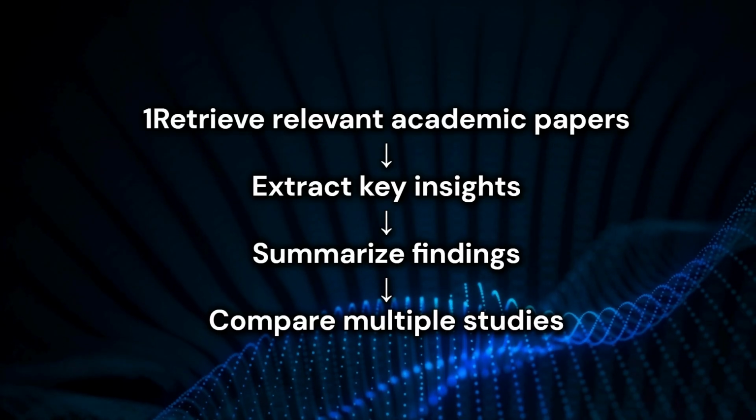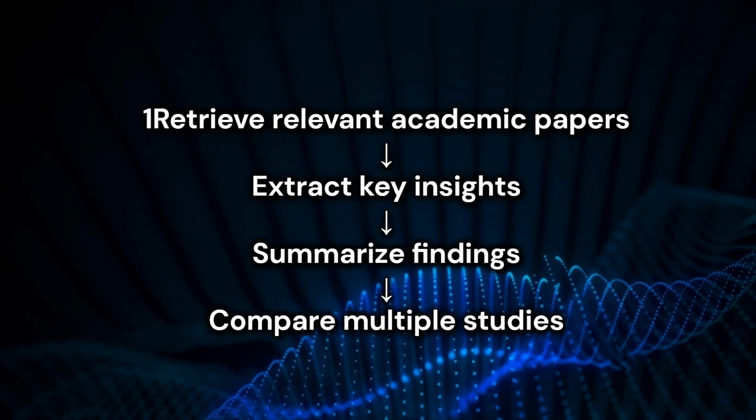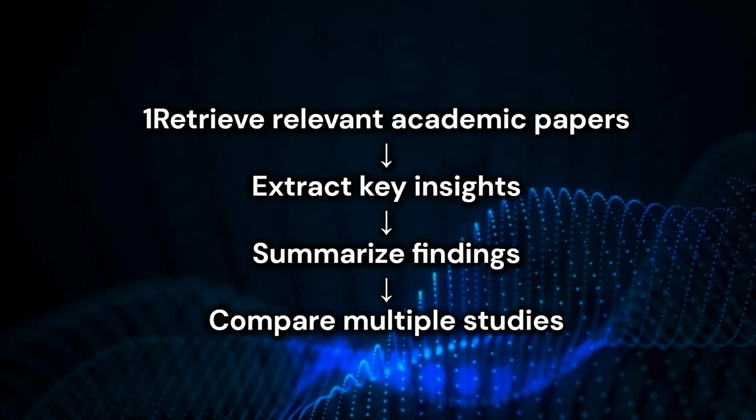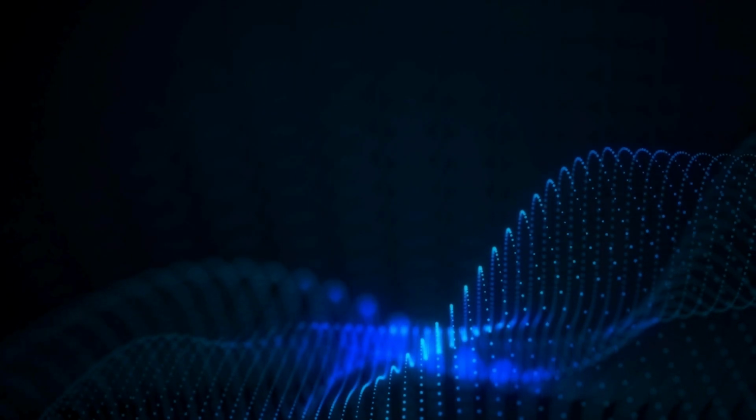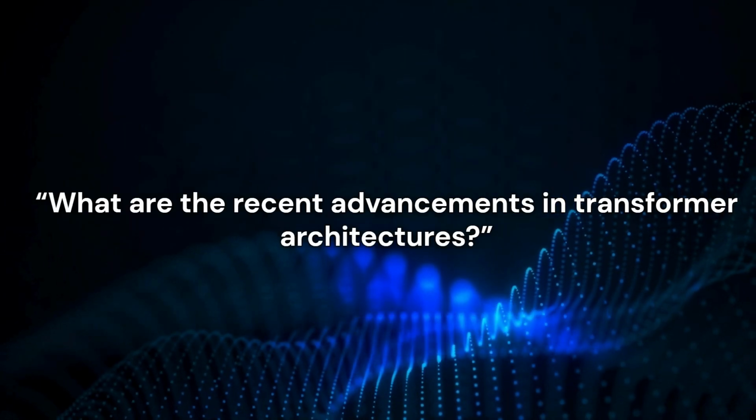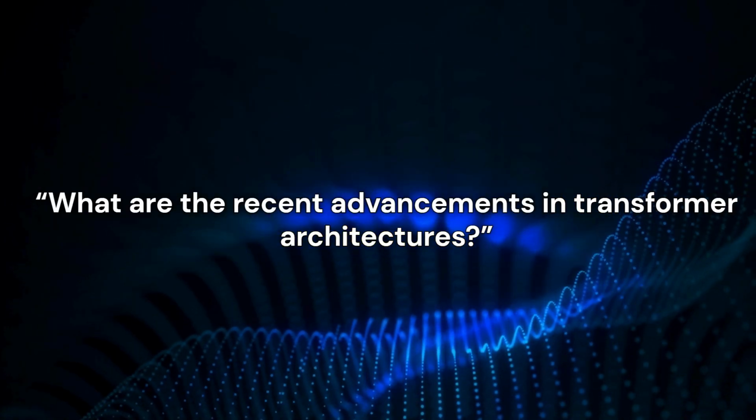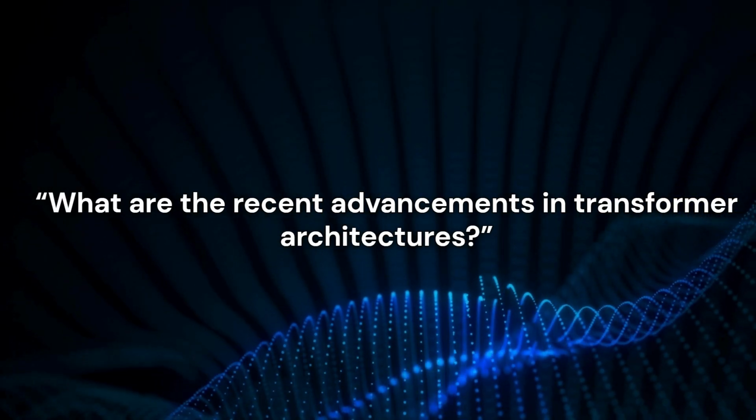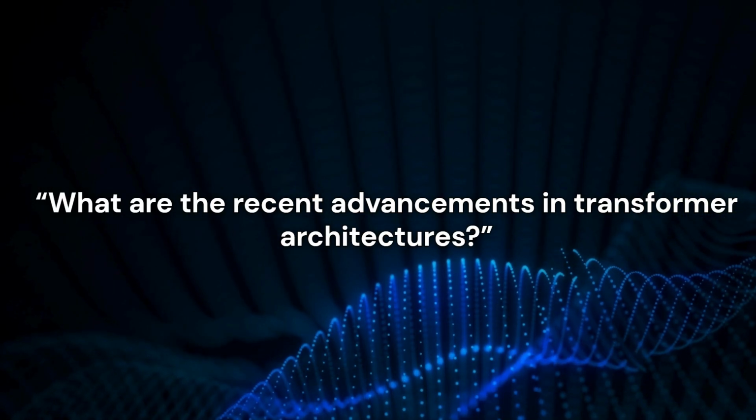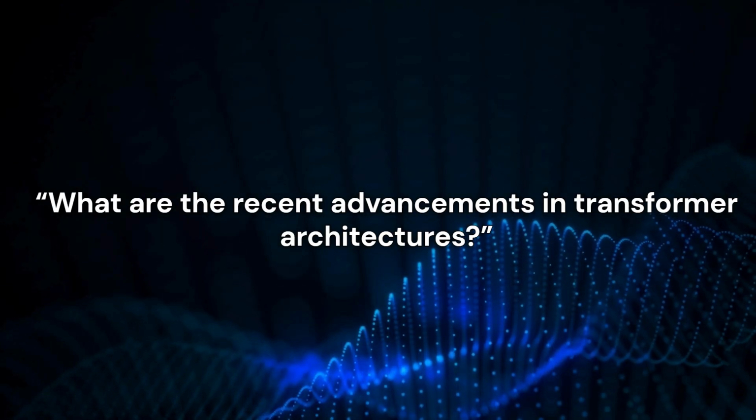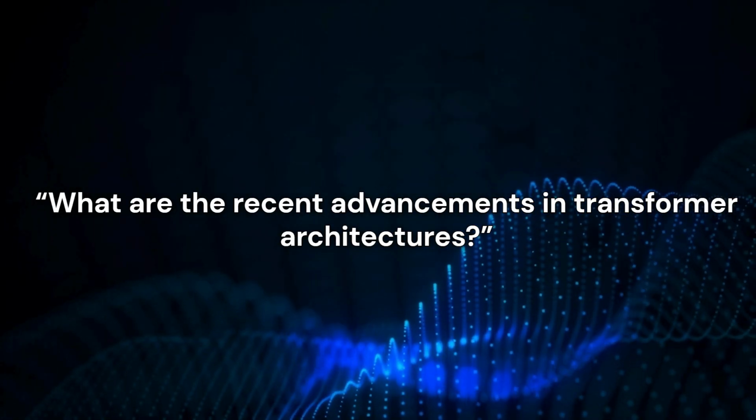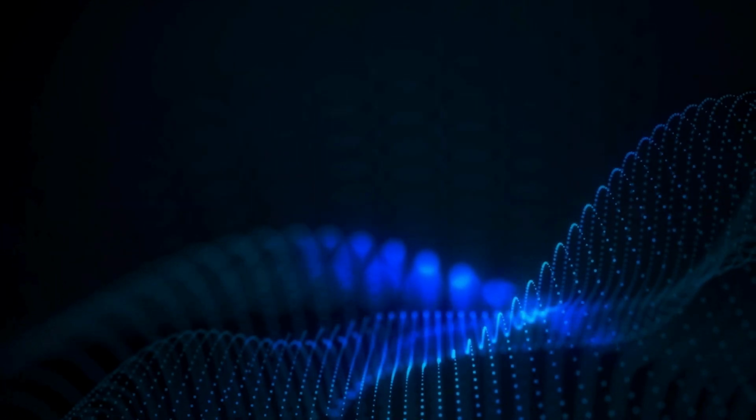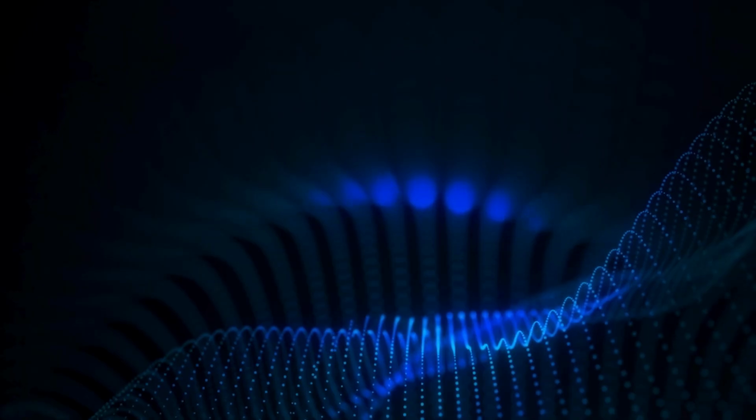A research assistant RAG system can retrieve relevant academic papers, extract key insights, summarize findings, and compare multiple studies. For example, if a user asks what are the recent advancements in the transformer architecture, the RAG system retrieves research papers, preprints, and survey articles, and then generates summaries of innovations, comparison of approaches, and key breakthroughs. This dramatically speeds up the research process.